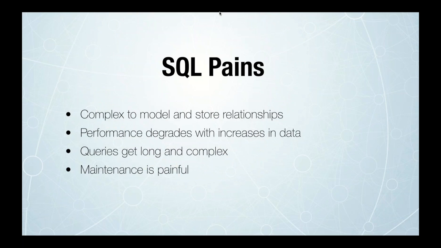So I contend that SQL makes it complex to model and store relationships. Although SQL is meant for accessing relational databases, the word relational is really laid on top of a table, column, and row structure, and not on top of something that is truly representative of the relationships. Your performance degrades as you increase your data because you have to do those index lookups on every join. Your queries get long and complex, and maintenance becomes difficult.